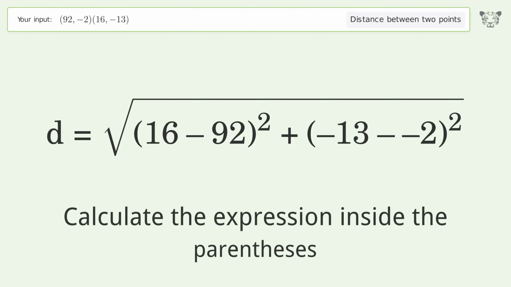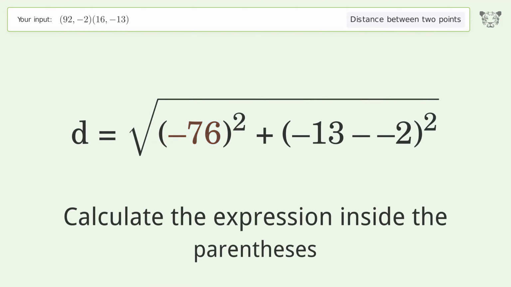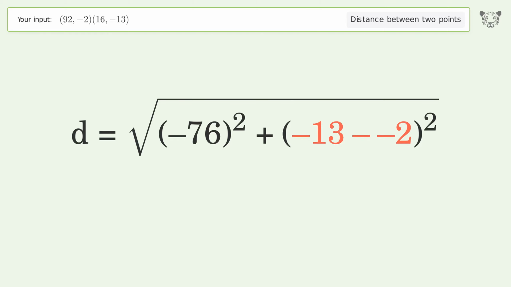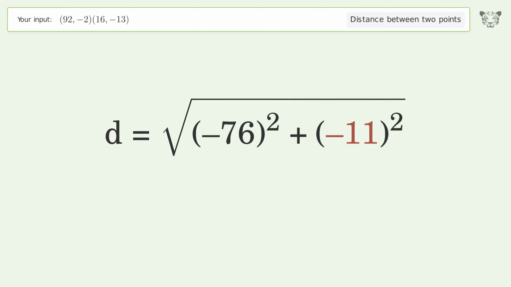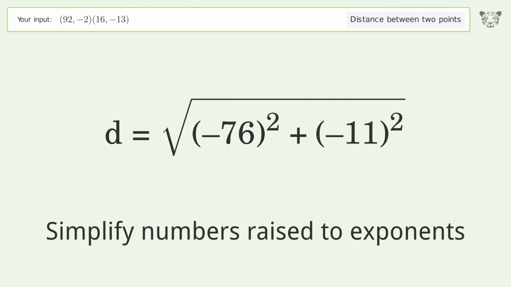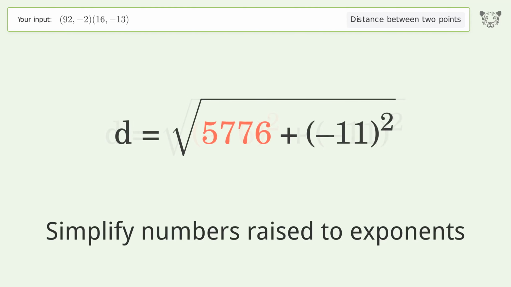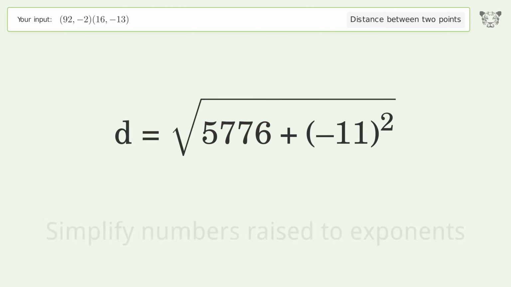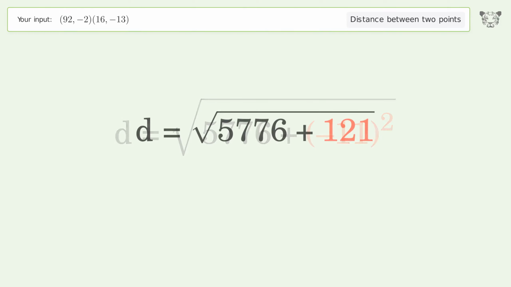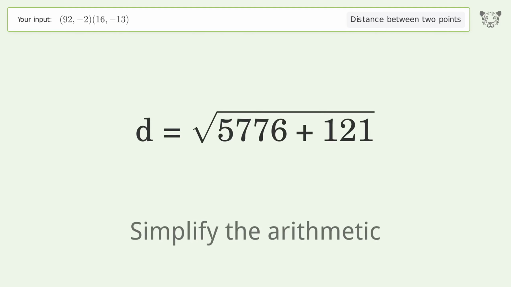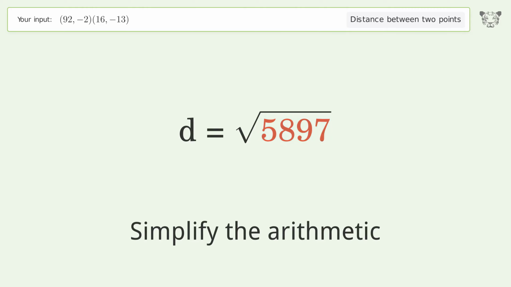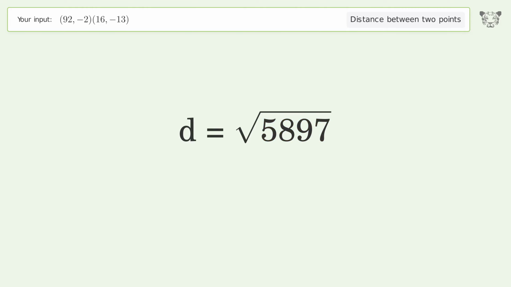Calculate the expression inside the parentheses. Simplify numbers raised to exponents. Simplify the arithmetic. And so the distance between the 2 points is the square root of 5,897, or 76.792.